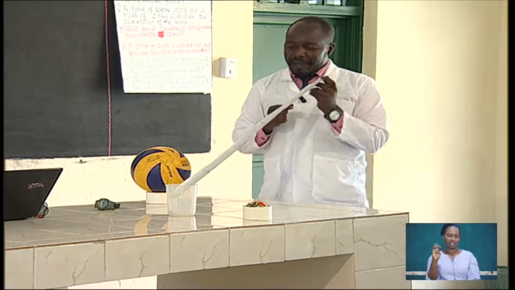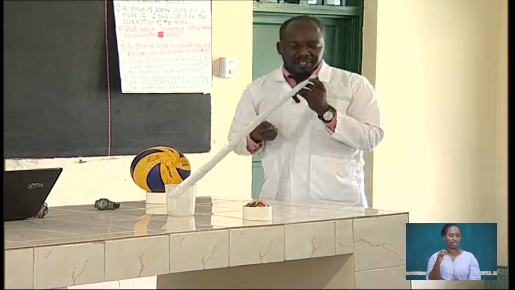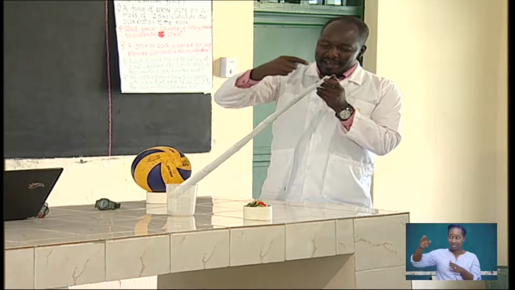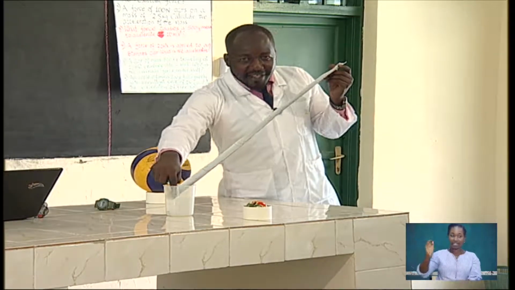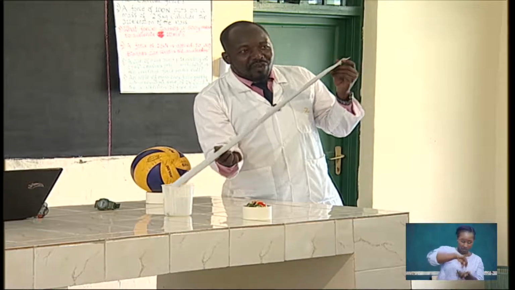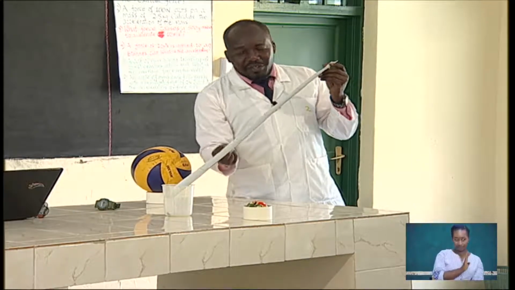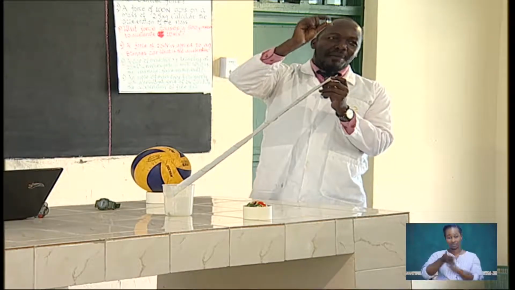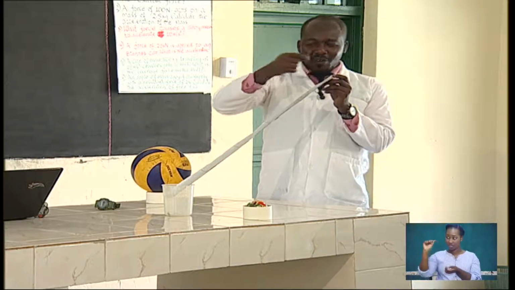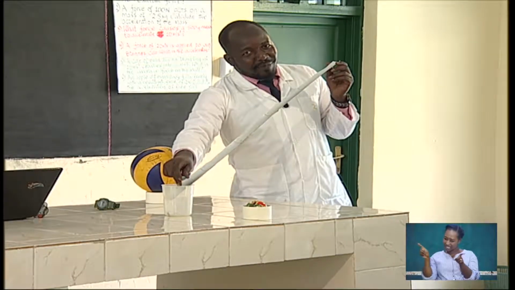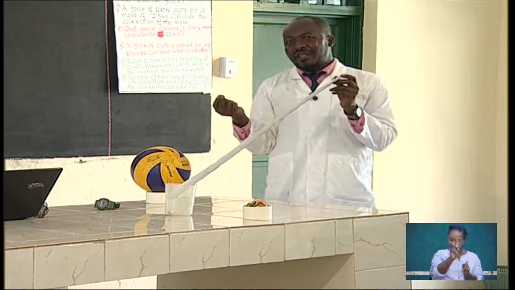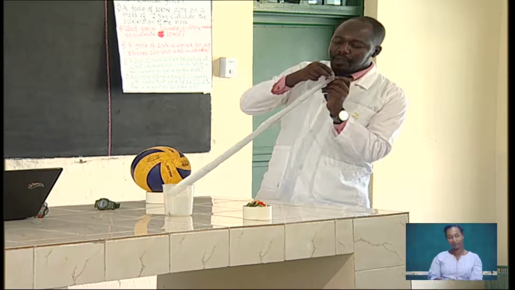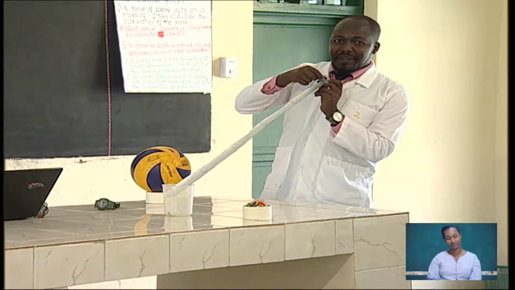Okay, let's demonstrate. So what I'm going to do, I'm going to call this point A. And the other point right there where it enters the beaker, you see that? I'm going to call it end B. So what I want you to observe is the speed of the marble at this point A. Will it be the same as the speed of the marble at point B? That is what we want to look at. So watch carefully and see. So I'm going to release the marble.